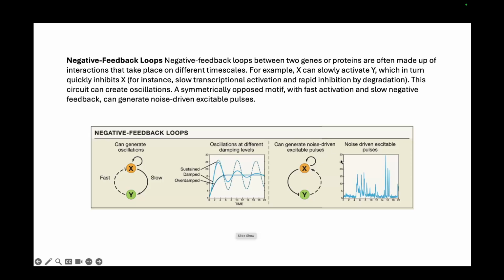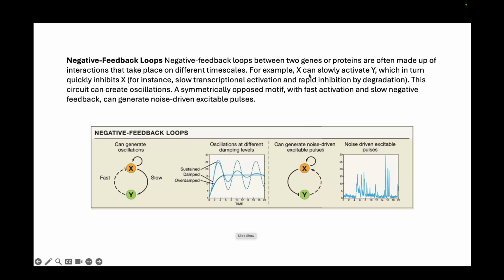So when you are modeling all these, there comes the importance of parameters. You can modify those parameters to fit the assumption that X is activating Y in a slow manner. So the parameter used there will be a smaller one. The value of the parameter will be small, and if it is inhibiting or activating in a fast manner, then your parameter will be larger.